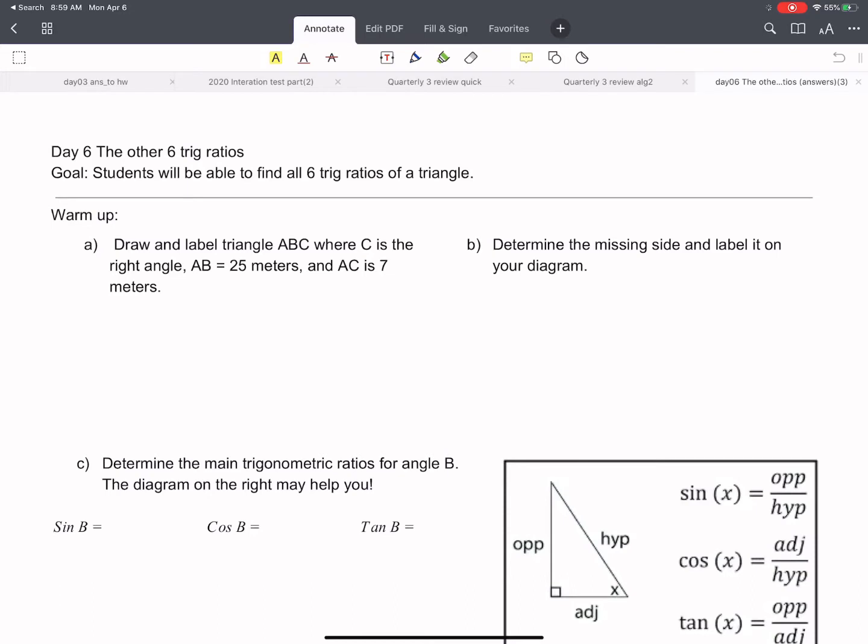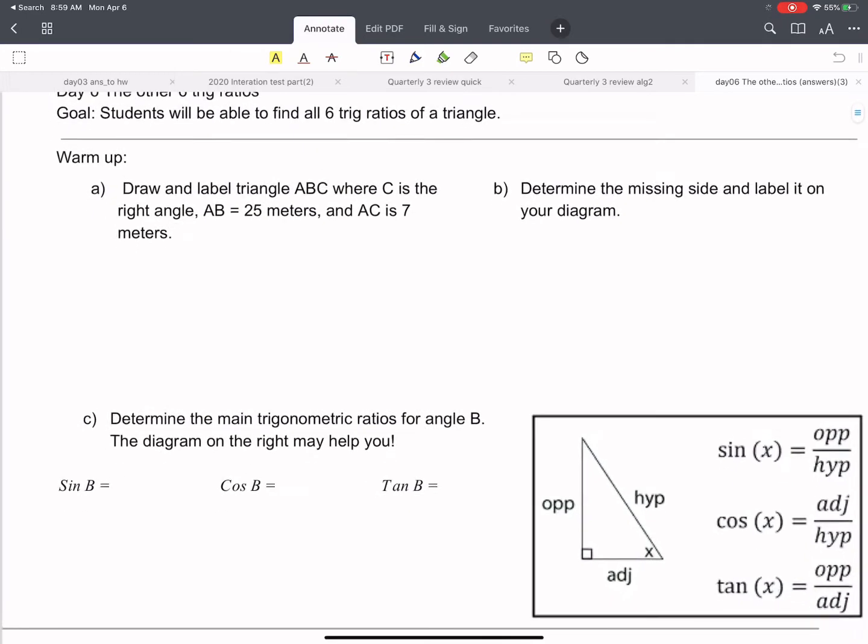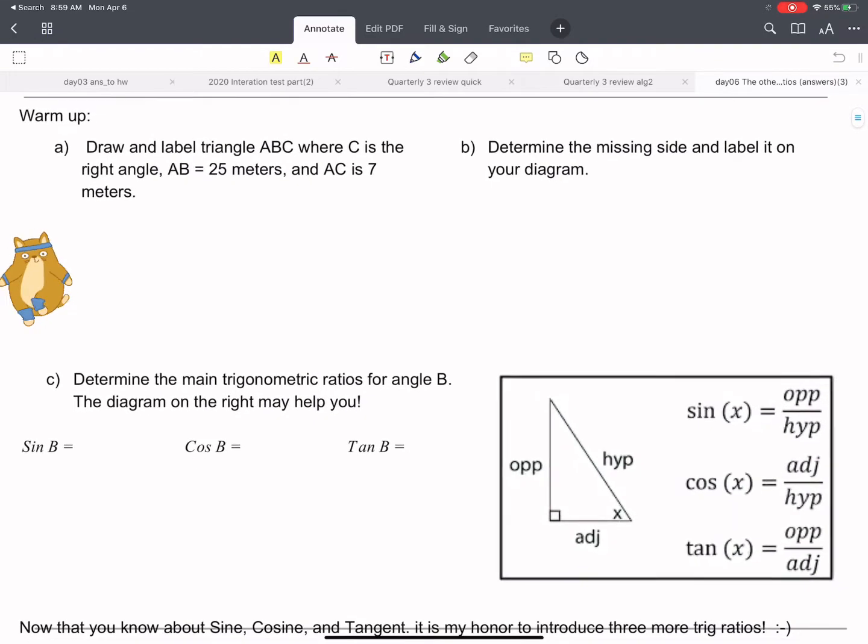By now you should have already learned that there are three major trig functions: sine, cosine, and tangent, and today we will work on another three. But before we do that, let's do a little warm-up to get us started.